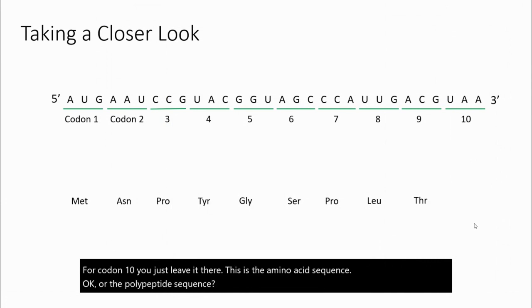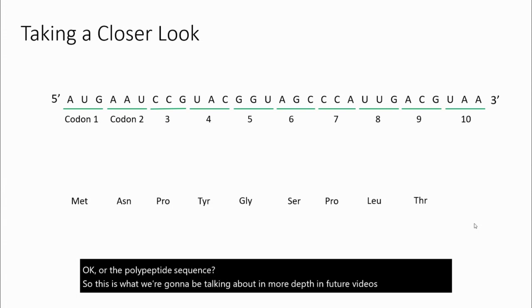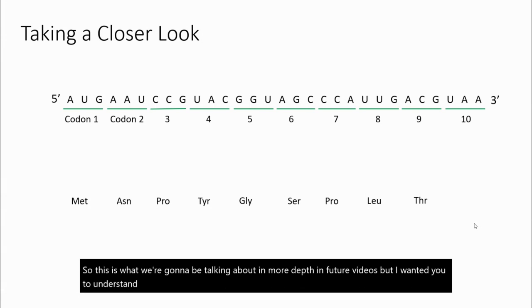So this is what we're going to be talking about in more depth in future videos, but I wanted you to understand how we actually read the RNA in order to figure out what amino acids we need to eventually create the protein.